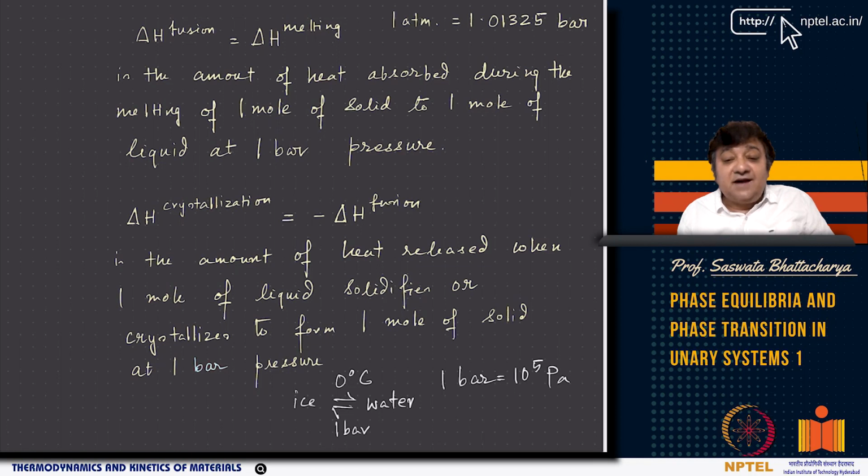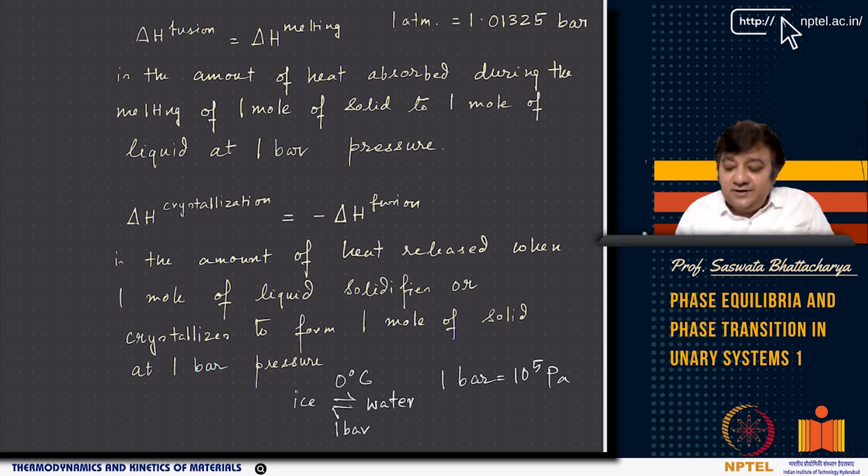So in this case, I am thinking of ice to water conversion. Now for ice to water conversion, the transition temperature or the temperature of the reversible process is 0 degrees Celsius and 1 bar pressure, right? 1 bar pressure means 10 to the power 5 Pascal pressure. So at this temperature and pressure, ice to water transformation or transition is reversible, right?